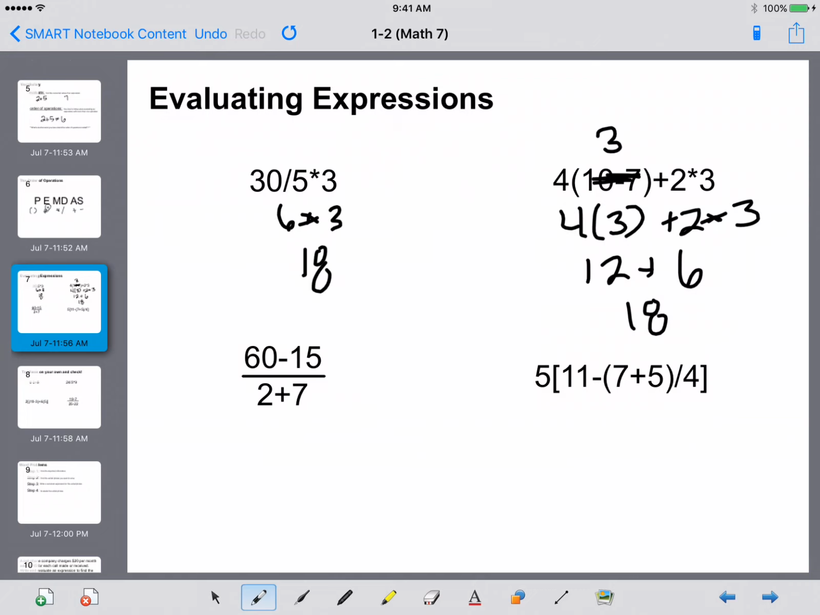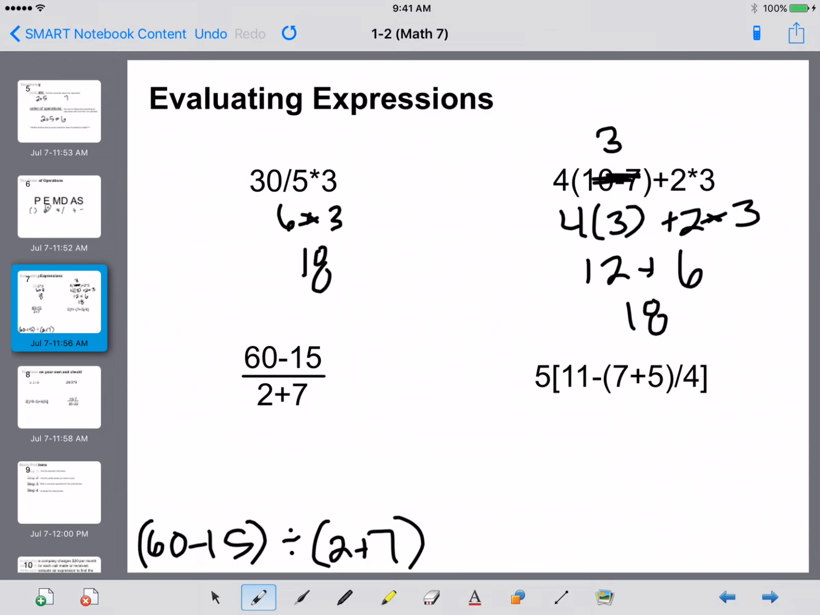Over here, when you have a fraction, your fraction means division. So this is basically 60 minus 15 divided by 2 plus 7. But if I were to write this out in an order, it would look like this: 60 minus 15 in parentheses divided by 2 plus 7. So what you do is you solve your numerator, solve your denominator, and then you divide.